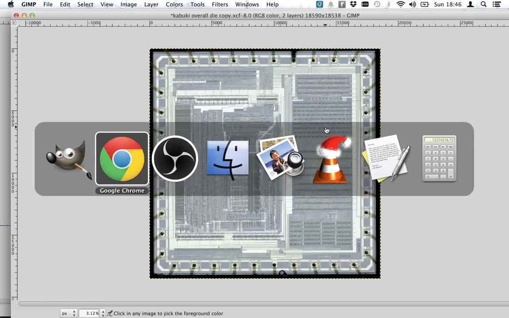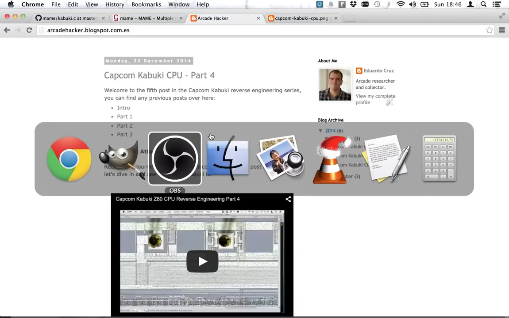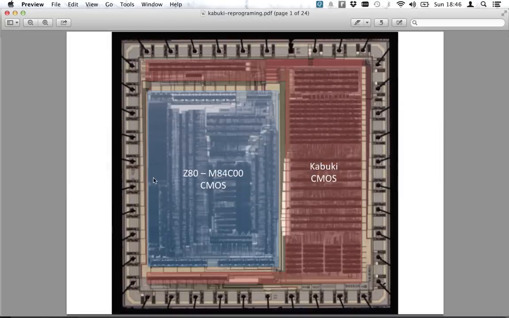So what we're going to be doing today, rather than being most of the time in GIMP, this graphic program, we're going to be switching to a PDF presentation that I made up with the whole process, so we can all better follow what this is about and see the whole flow and all of the details about the reprogramming of the CPU.